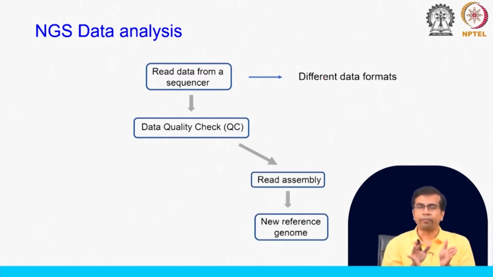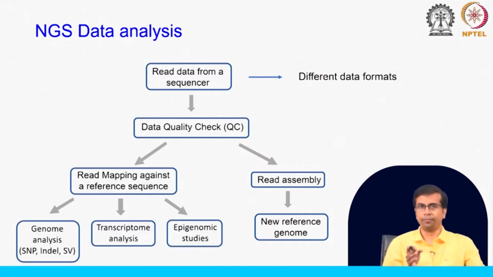Now, after you have done the quality check and you are satisfied that the data is good, then you can take different paths for different types of analysis. Briefly, one path that we have is the assembly path, read assembly. This is true for new reference genomes. If you are sequencing a new genome or new organism for which there is no genome data available, the first thing we do is read assembly, and we get the new reference genome.